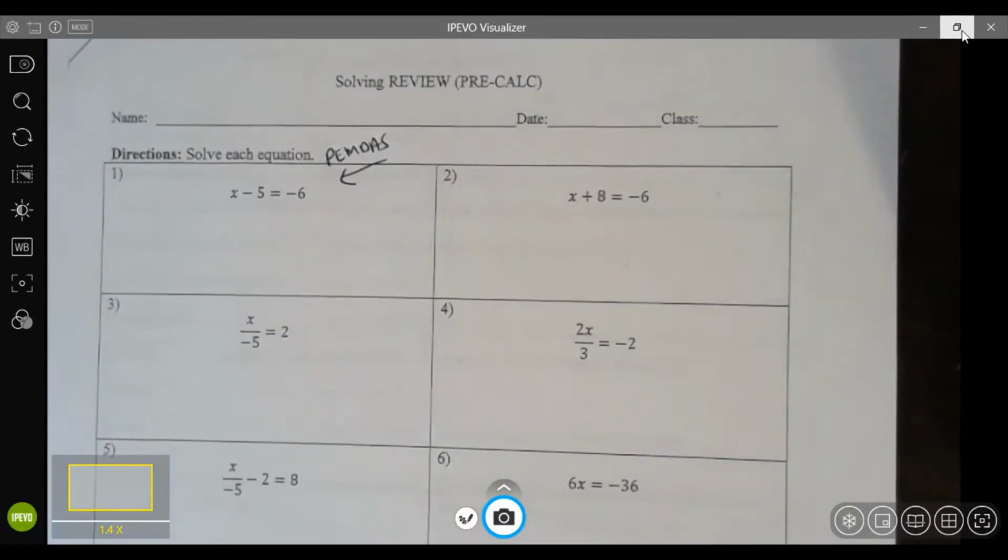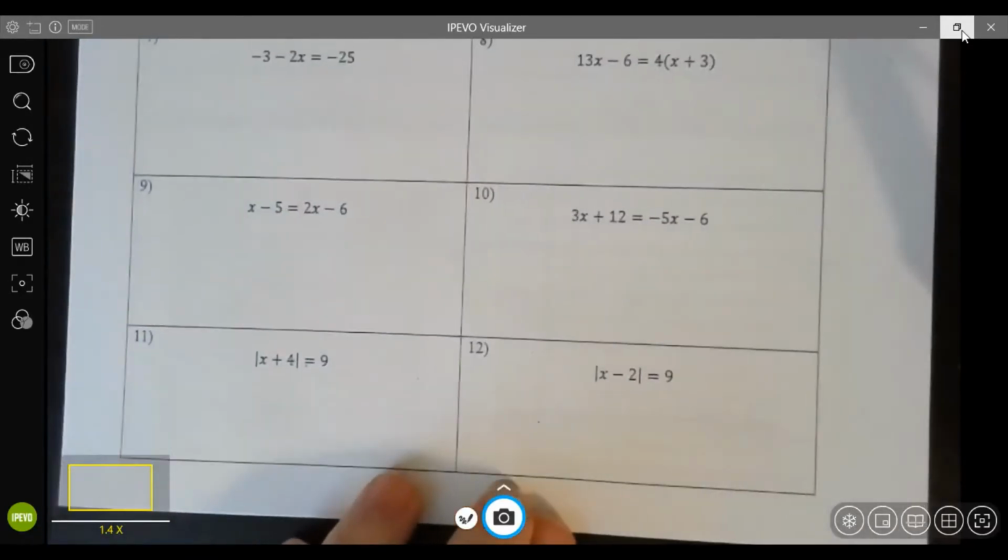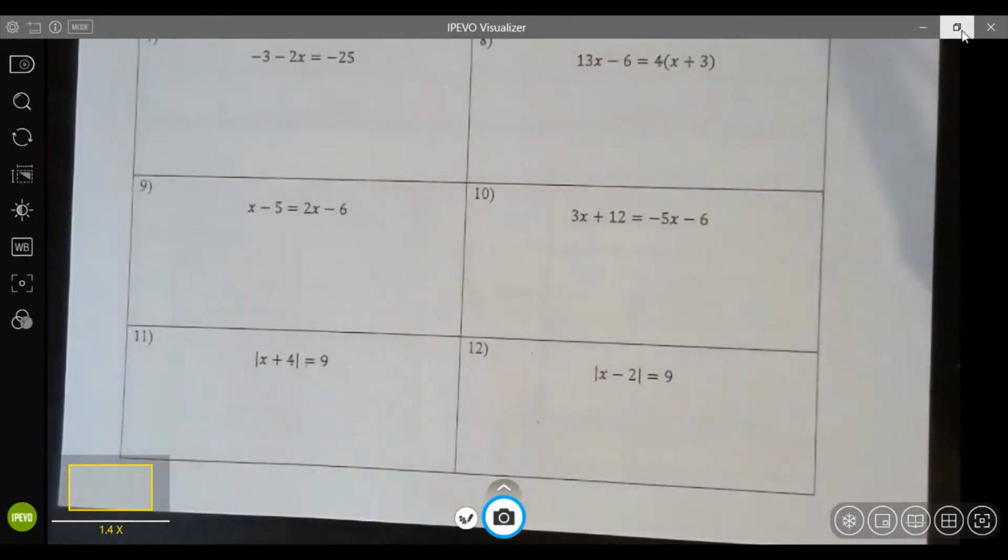But if we could go down to number 11, I'd like to go over one like number 11 with you. So this is solving an absolute value. To solve an absolute value, remember, you need to create two separate problems. So in 11, it says absolute value of x plus 4 equals 9. So you're going to create two problems for that.